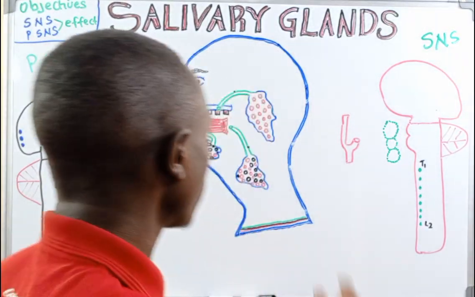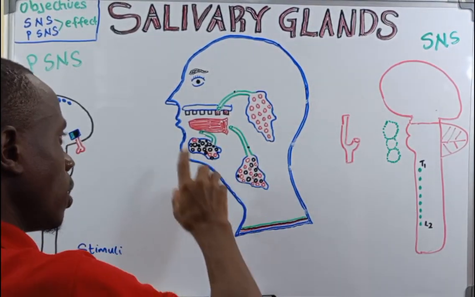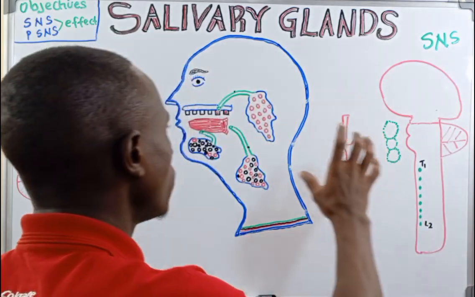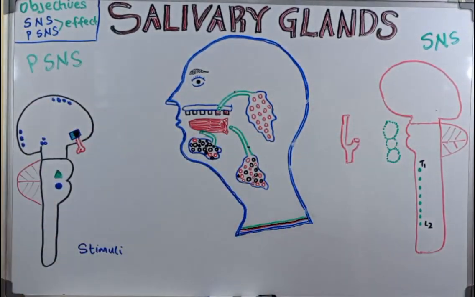Okay, one more time. This is the parotid, this is what we call submandibular, and this is what we call the sublingual salivary gland. So now let's go ahead and see what is going to be the effect of the sympathetic nervous system and then also the parasympathetic nervous system.